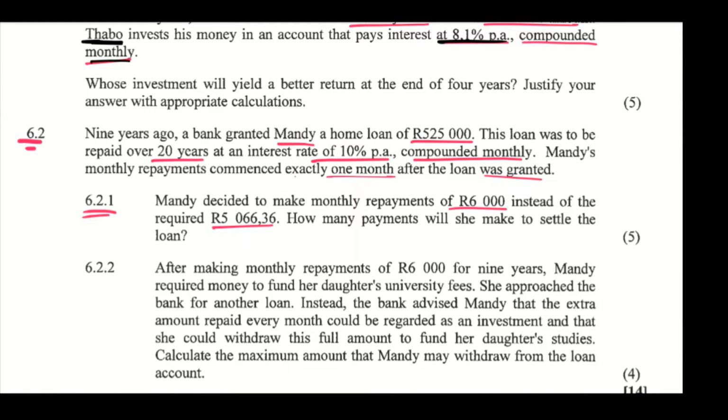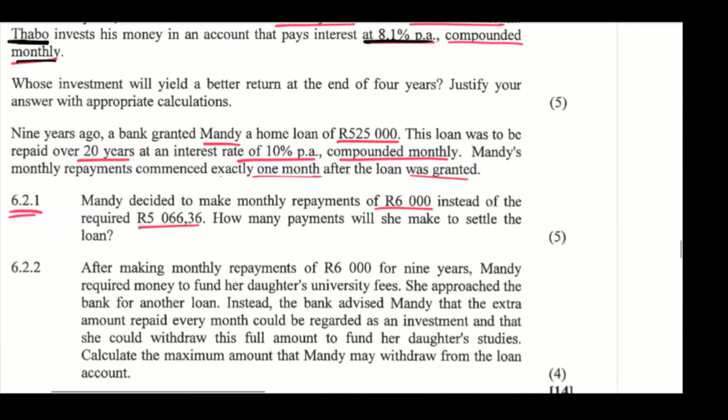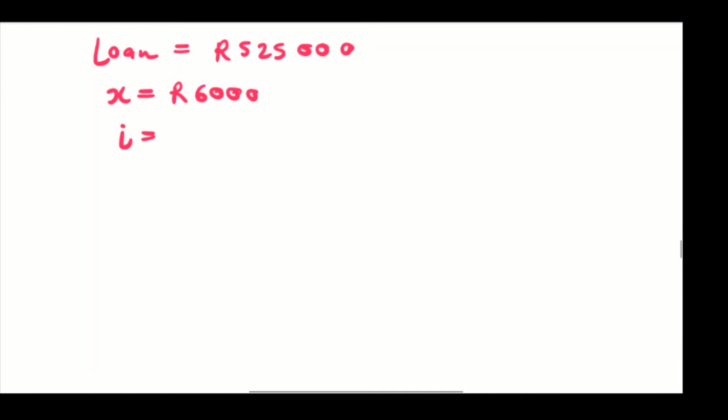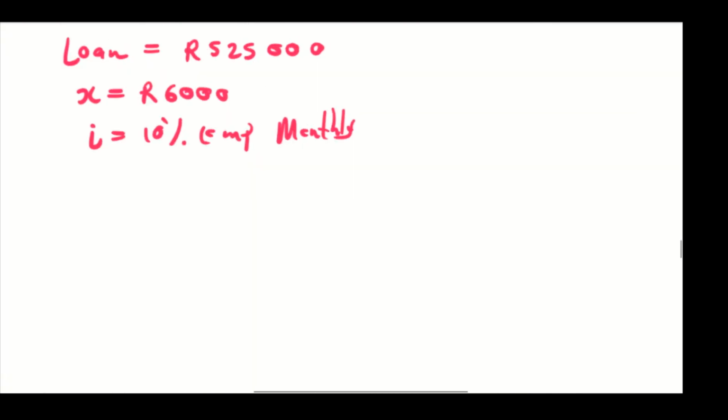So this is pretty straightforward. I'm just going to write the information that we have here. So the amount of the loan is 525,000, and the amount that Mandy is going to pay is 6,000 monthly, and the interest rate is 10%, right? Let me just check. Yes, it's 10% for a period of 20 years. So it's going to be 10% compounded monthly, and for a period of 20 years.